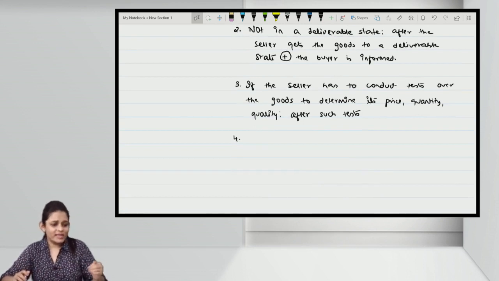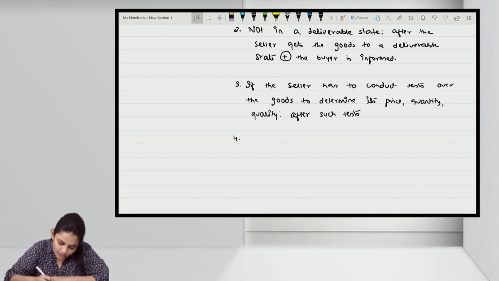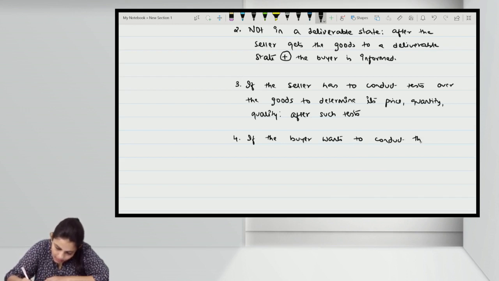But when I say seller, the seller, because he is selling the goods, he was the owner of the goods, he has a right to conduct such tests. But if the buyer wants to conduct the test, we don't wait, the ownership is transferred immediately. So if the buyer wants to conduct the test, the ownership is transferred what?